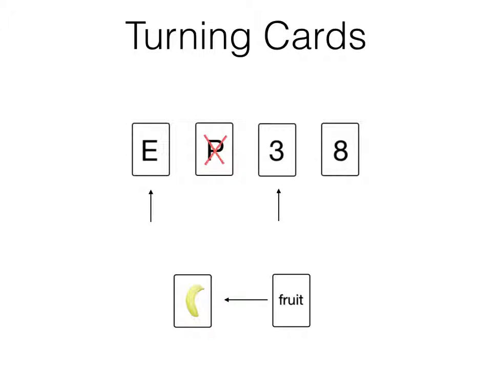So back to the main problem. Because the rule can't be reversed, it doesn't help to turn over the card marked 3. So we can ignore it.